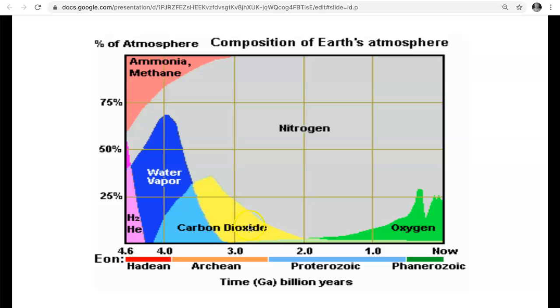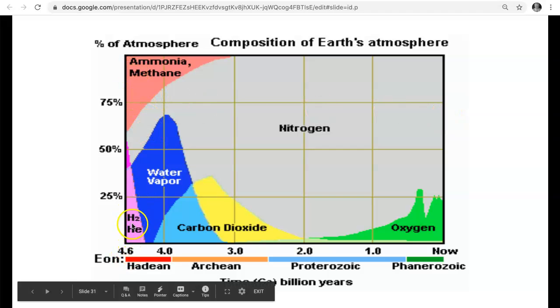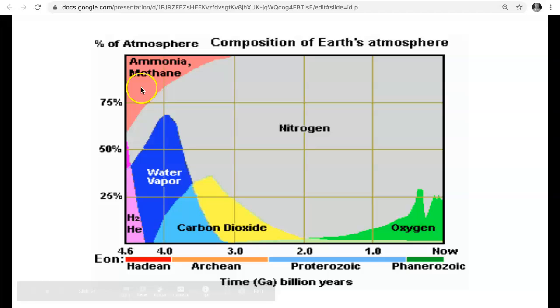Also, I thought you'd find this interesting. This is today. Today, if we're looking at our atmosphere, it's about 20%, a little bit less than 25% oxygen, and most of it is nitrogen. But when our Earth first formed, it was mostly helium, hydrogen, ammonia, and methane. Notice how our atmosphere's composition has changed over time.